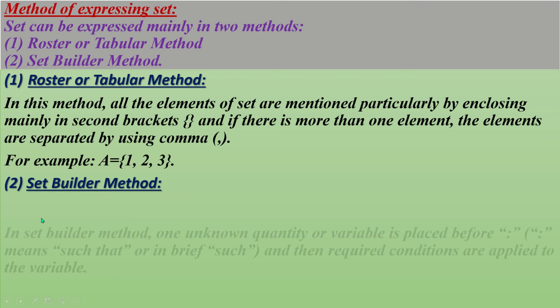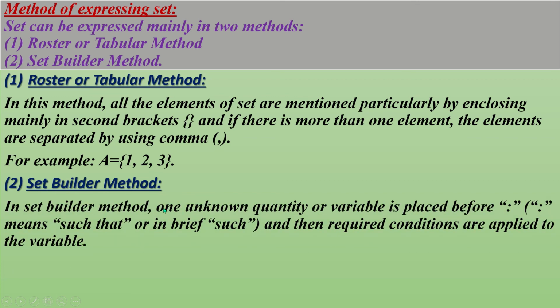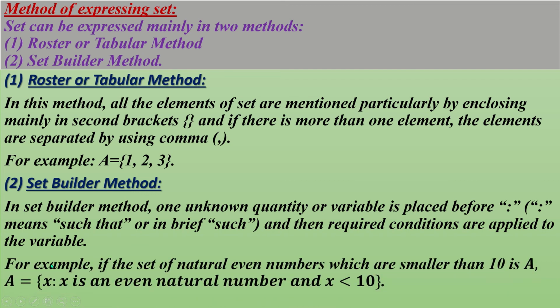Two, set builder method. In set builder method, one unknown quantity or variable is placed before such that, or in brief a vertical bar, and then required conditions are applied to the variable. For example, if the set of natural even numbers which are smaller than 10 is A, then A = {x such that x is an even natural number and x < 10}.